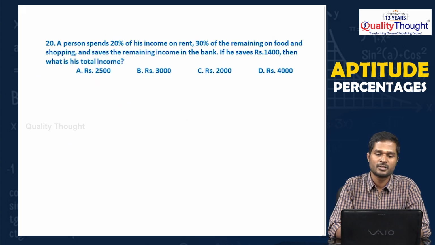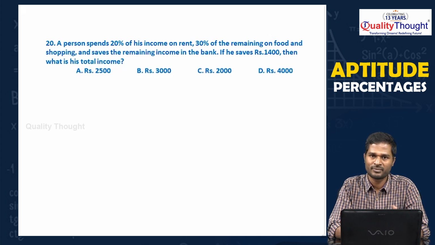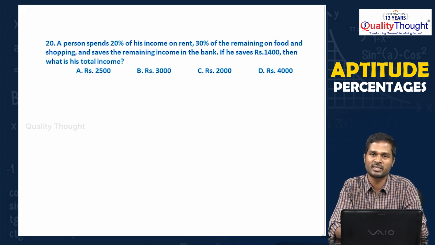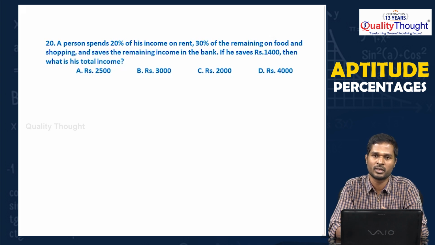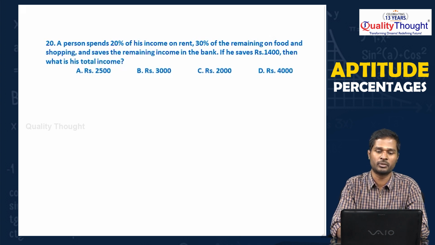Question. A person spends 20% of his income on rent, 30% of remaining on food. So after spending 20% of the income on rent, of what is left he spent 30% on food and shopping. And after that, the amount that remains, he saved in the bank. If he saves 1400, so he has given a hint that the savings amount after all these expenses is 1400. Then what is his total income? That's what we need to calculate.